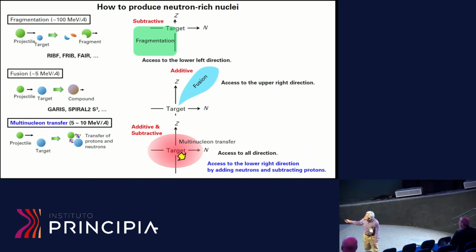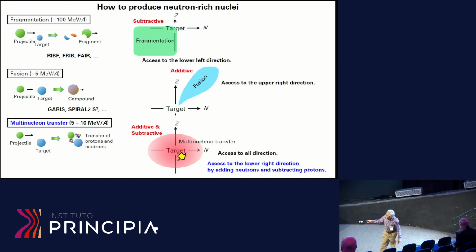And another reaction is the fusion reaction around the Coulomb barrier, and this is adopted at GARIS at RIKEN and SPIRAL2 S3 at GANIL. However, such a reaction has additive features, goes to the upper right direction, so it is not much our purpose.